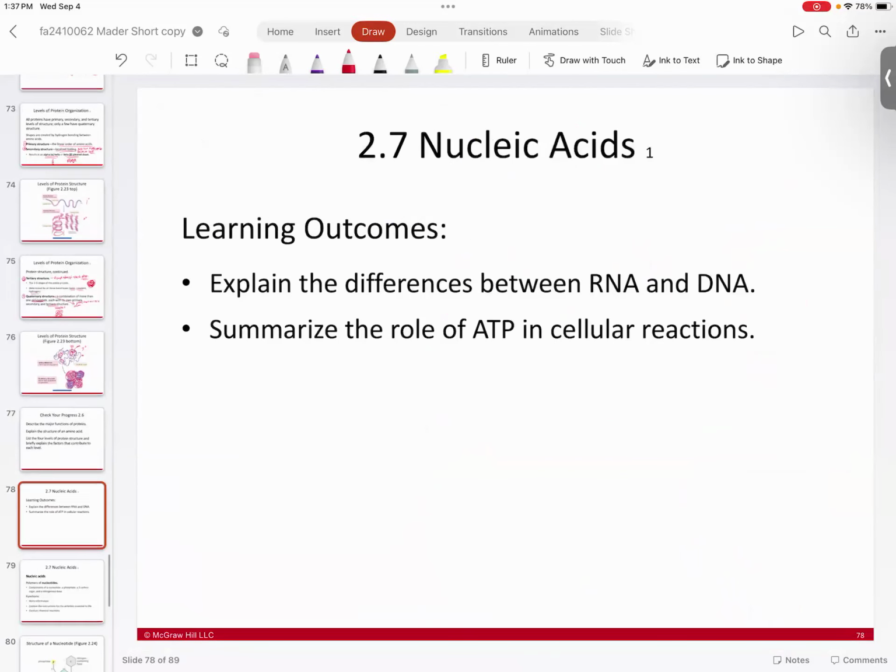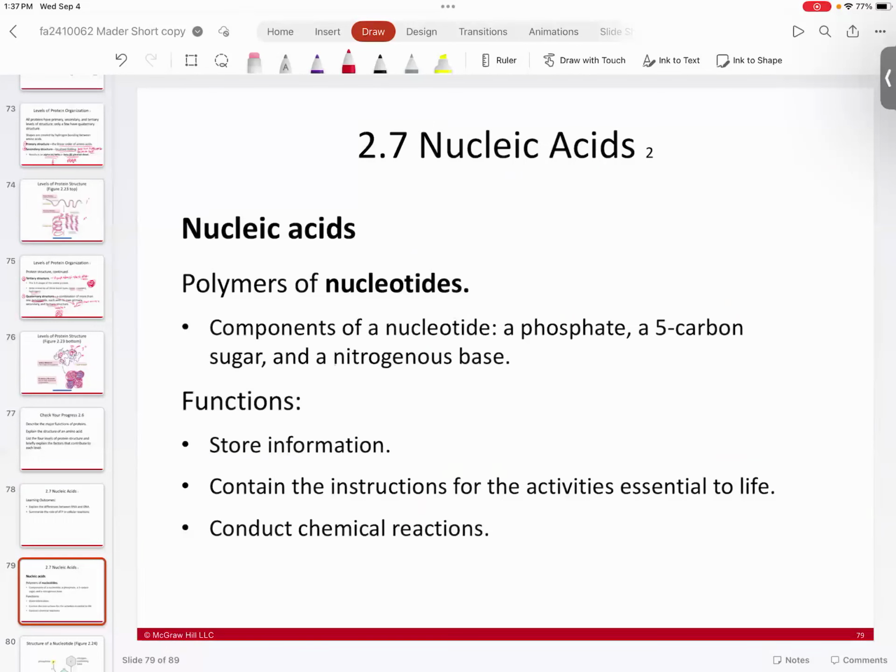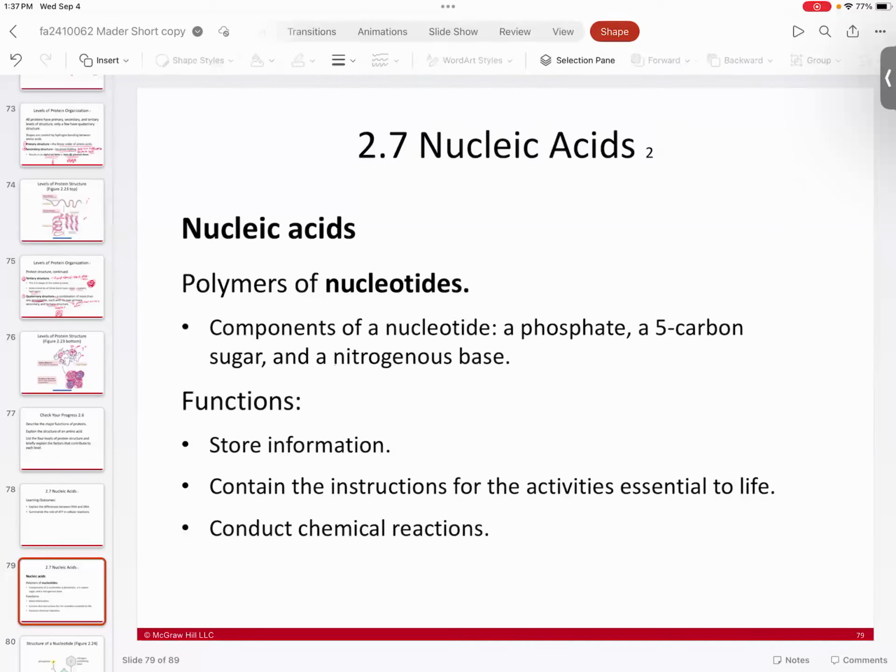Okay. So last of the major groups, the nucleic acids. Let's take a look at these guys. Nucleic acids are going to be the informational molecules.